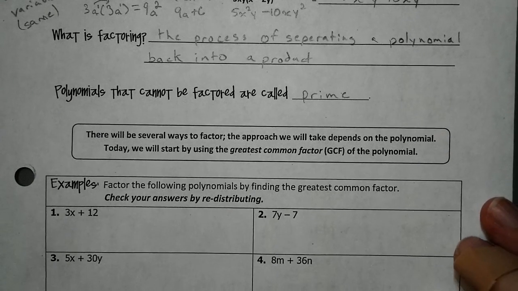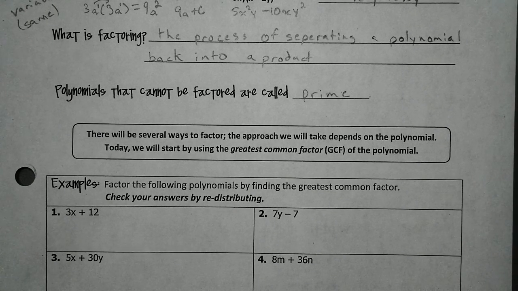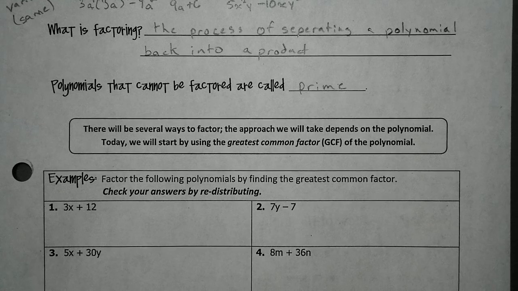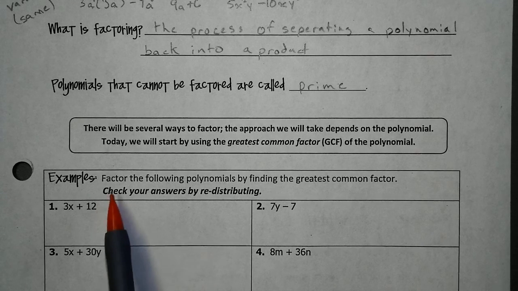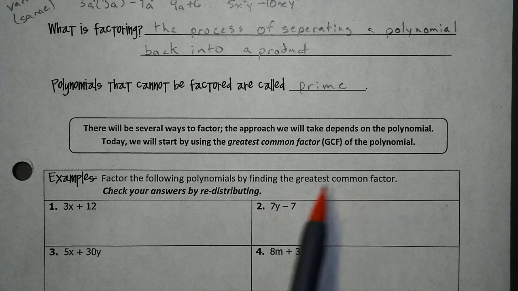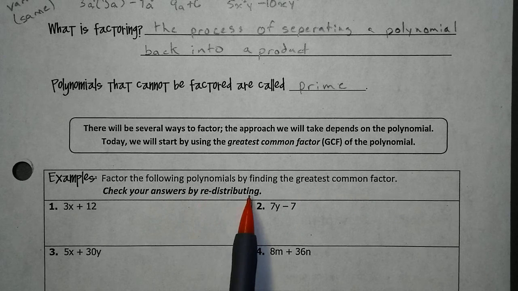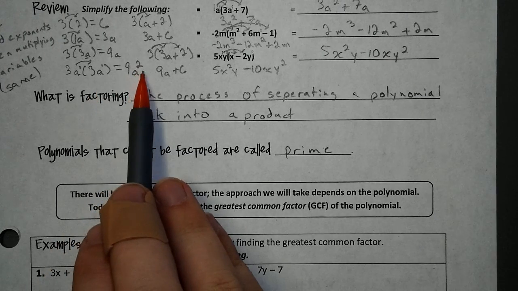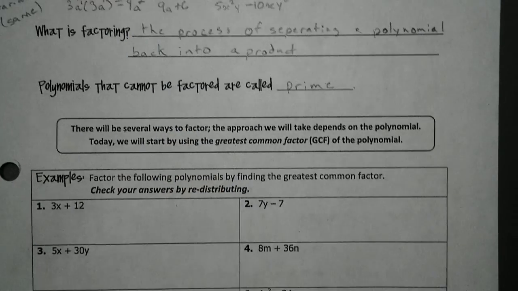Now, there are several ways we can factor. The approach we will take usually depends on the polynomial. Today we're going to use the greatest common factor of the polynomial. So GCF, hope you remember that. Now, it says in our examples, factor the polynomials by finding the greatest common factor and then check your answers by redistributing. So once we get our final answer, we're going to multiply and make sure that's what we got when we started it.